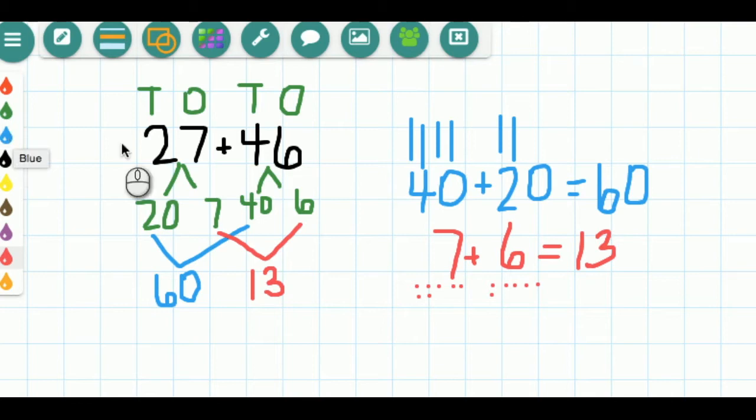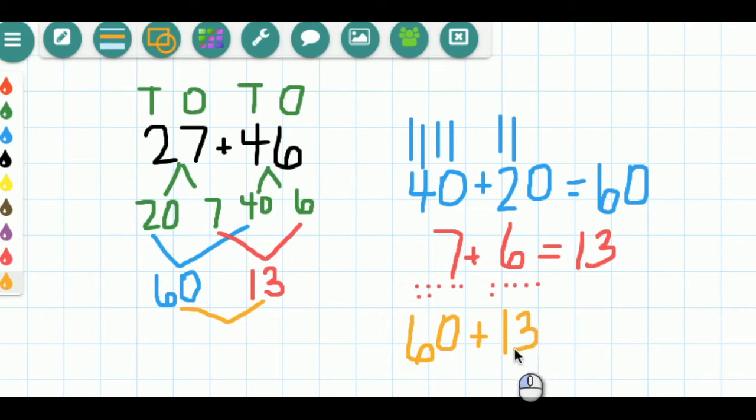Now, as you can see, we can't just add our tens and ones together because 13 has tens in it. So we're going to have to work this out a little differently. We can draw it out, and that's going to make it a lot easier to tell how we're adding it. So we'll write 60 plus 13, and then we'll draw it in base 10 blocks so we're able to see those ones and tens and easily add them together.